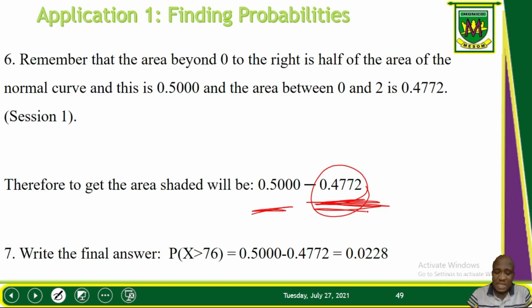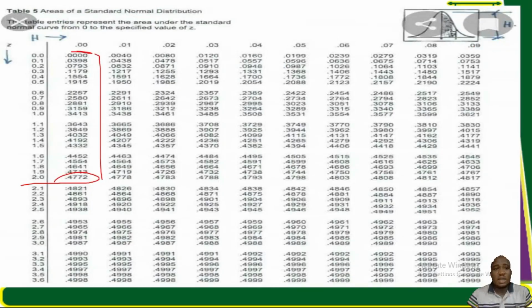So by deducting, now the final answer becomes 0.0228. So this is the probability of picking a student who scored greater than 76. This is the answer, 0.0228.